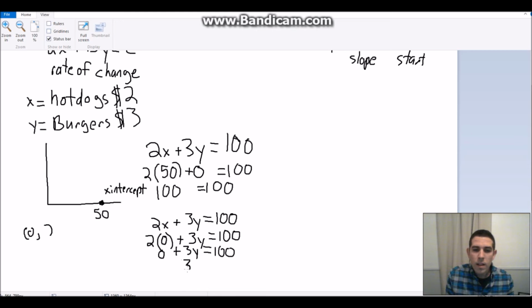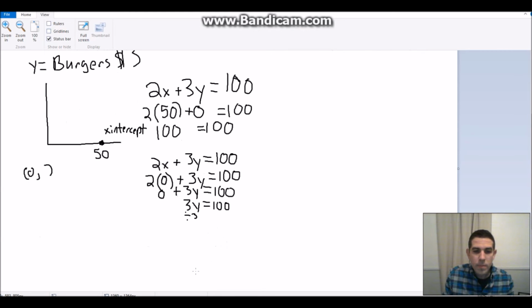So 3y equals 100. And we can use inverse operation to solve. That would be divide both sides by 3. And 100 divided by 3, I believe, is 33.3 repeating. So there's your y value. If x is 0, y needs to be 33.3. And I can graph that as well. X is 0, and I'll put my y value at 33.3 on the graph.